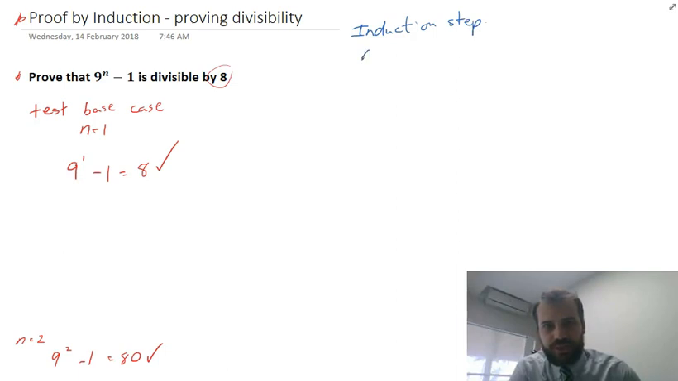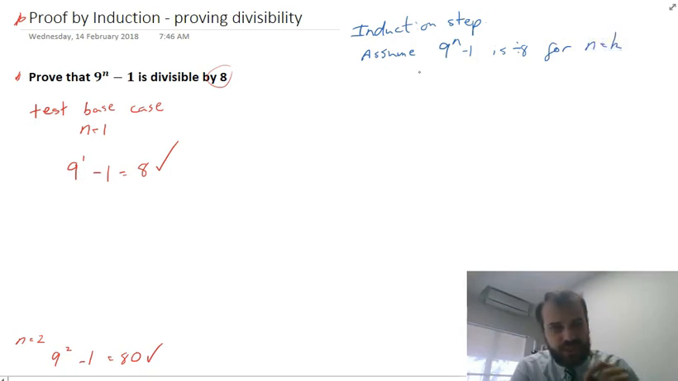And our induction step is to assume that this works for k. Assume 9 to the n minus 1 is divisible by 8 for n equals k. Now, if that's true, and this is kind of an important step, if that's true, then 9 to the n minus 1 is equal to 8m. Now, what we mean by that is m is an integer, so m is in the natural numbers. 9 to the n minus 1 is going to be equal to 8m.